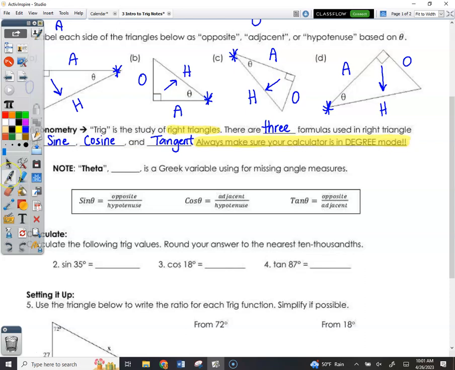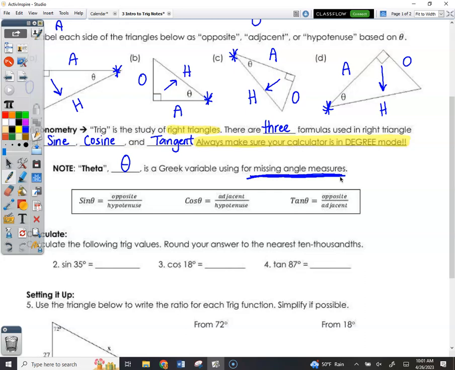Come right here. Note theta, which looks like a 0 with a line horizontally through the middle, is a Greek variable for missing angle measures. It means there's an angle missing. We don't know the name of or the value of it. It'd be like X for the missing length of the side. But if it's theta, it means it's an angle. Okay?